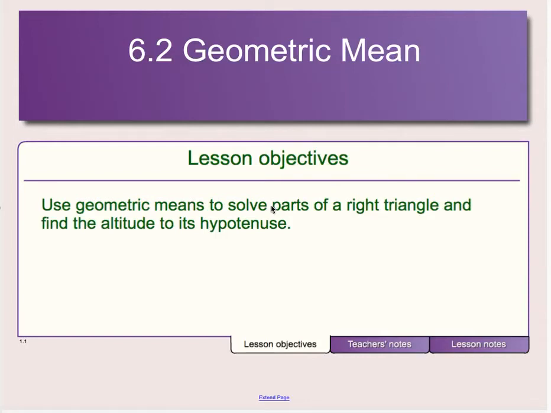Okay, geometry folks, this is 6.2, geometric mean. By the end of today, you should be able to use geometric means to solve parts of a right triangle and find the altitude to its hypotenuse. And I'll explain what all those pieces mean here in a second. But first off, geometric mean.